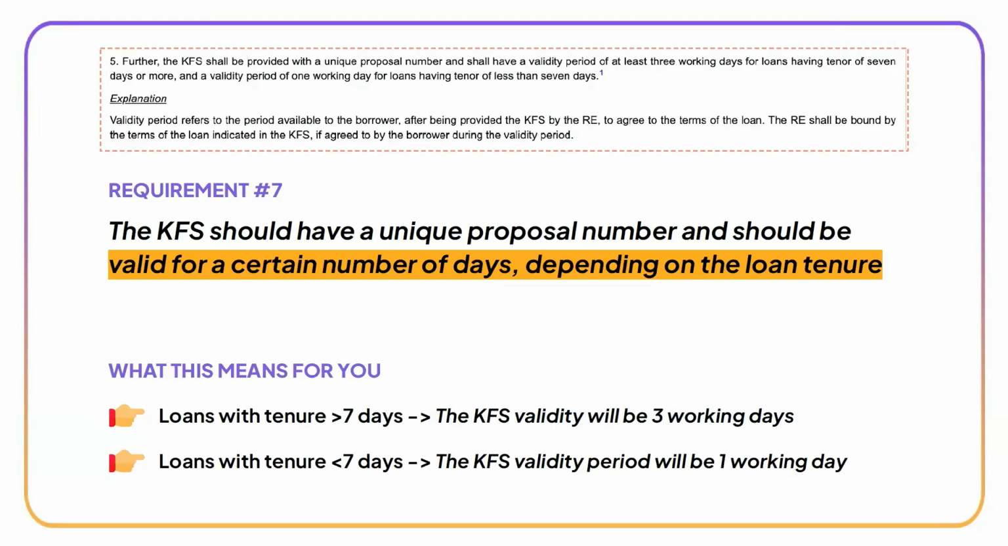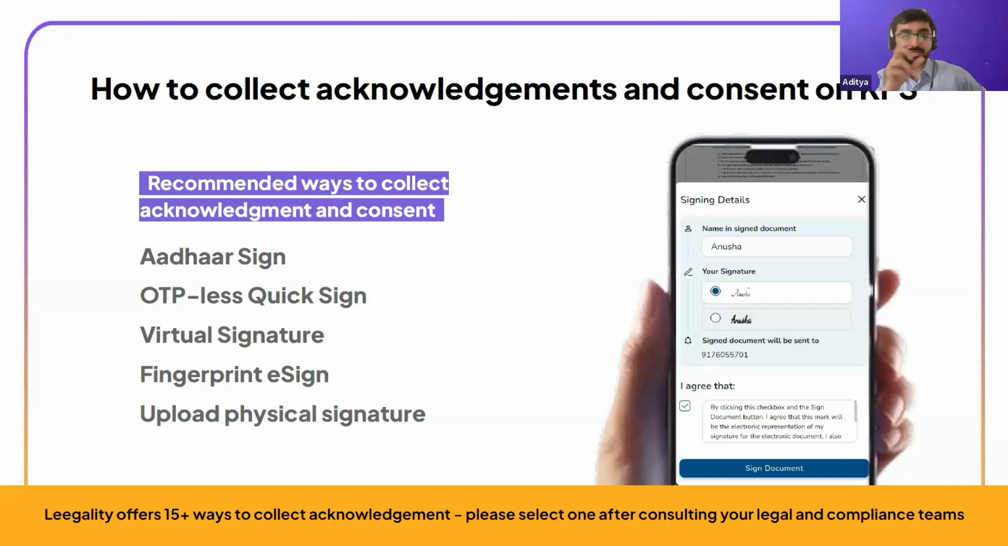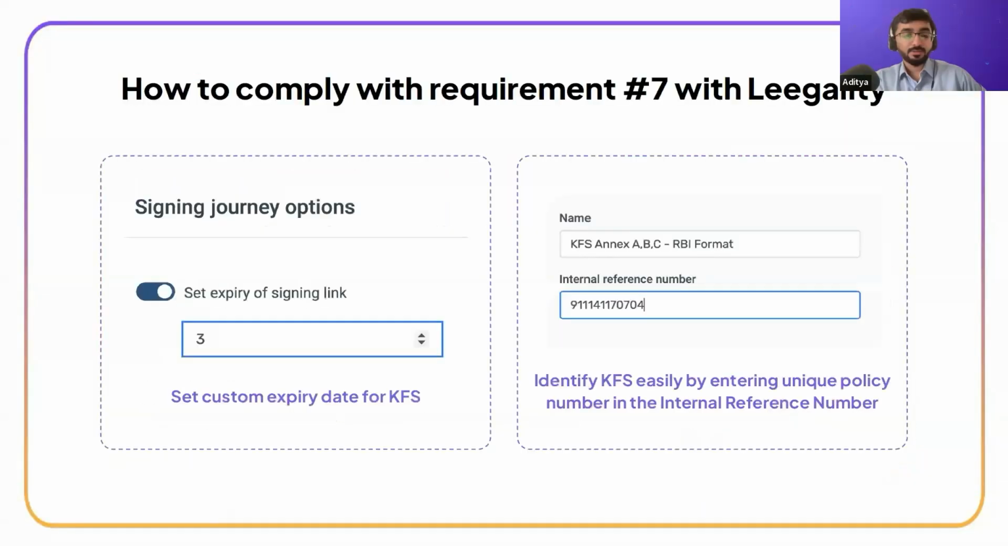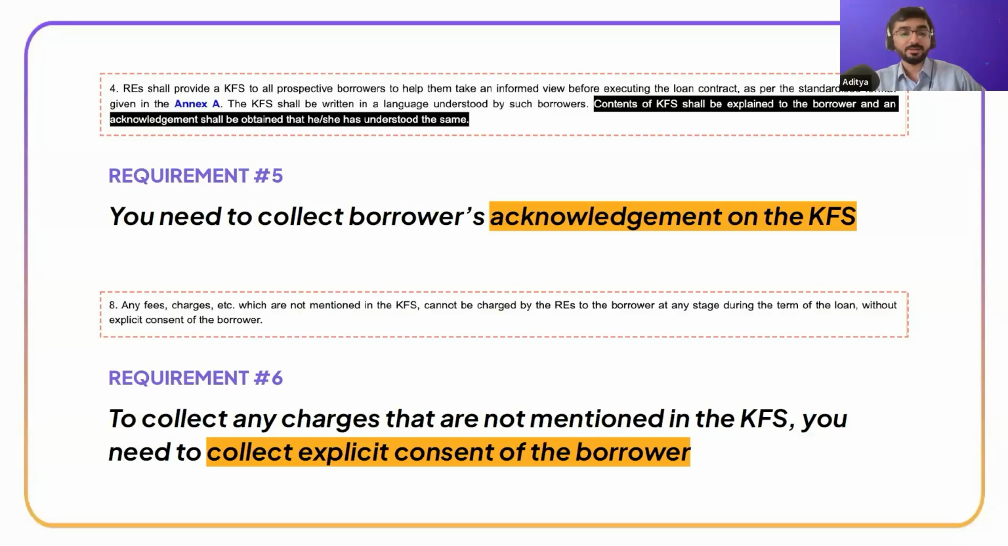Okay, thank you. Another question that's cropped up: explicit consent for any other charges can be included in the KFS itself. So if you go to the explicit charges, right? So that requirement 7. Next one. No, sorry, requirement 6. My bad. Yeah, requirement 6. So this applies to fees and charges which are not mentioned in the KFS, and you cannot charge this to the borrower at any stage except with the explicit consent. So if you include it in the KFS, this provision doesn't apply, right? Like the acknowledgement on the KFS will suffice as charges, right?